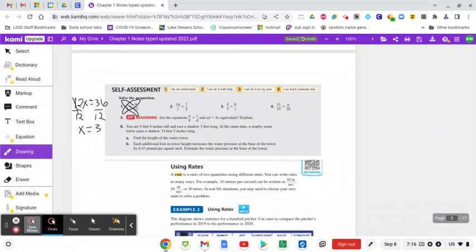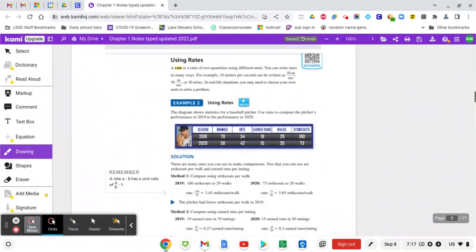So there's number 1. Number 2, again, we're going to cross multiply. 14 times 2 is 28, and 7 times y is 7y. So when we divide both sides by 7, we get y is equal to 4. Good. If you want to try a couple more, you can, but I'm going to go ahead and move on to the next section, using rates.